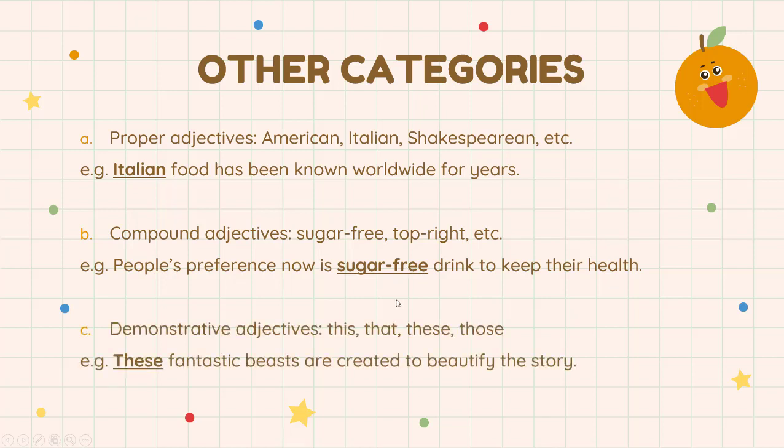The next, demonstrative adjectives, or we can call them demonstrative determiners. It is to specify what we are referring to. It can be plural or singular. If we want to refer to plural nouns, we use these and those, and for singular, this and that. These fantastic beasts are created to beautify the story. This is for the plural one.